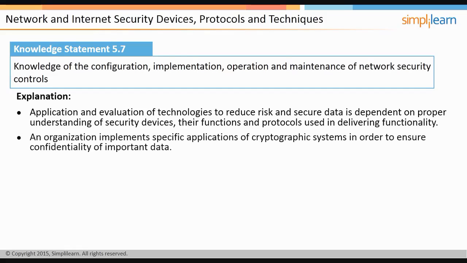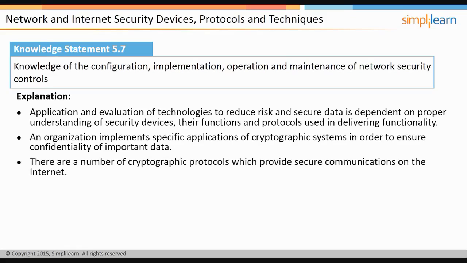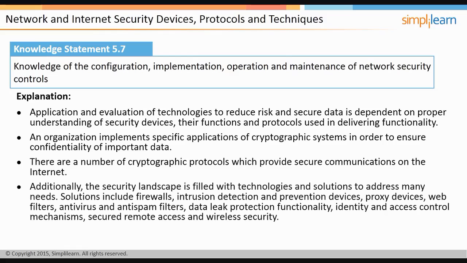An organization implements specific applications of cryptographic systems in order to ensure confidentiality of important data. There are a number of cryptographic protocols which provide secure communications on the Internet. Additionally, the security landscape is filled with technologies and solutions to address many needs. Solutions include firewalls, intrusion detection and prevention devices, proxy devices, web filters, antivirus and anti-spam filters, data leak protection functionality, identity and access control mechanisms, secured remote access, and wireless security.